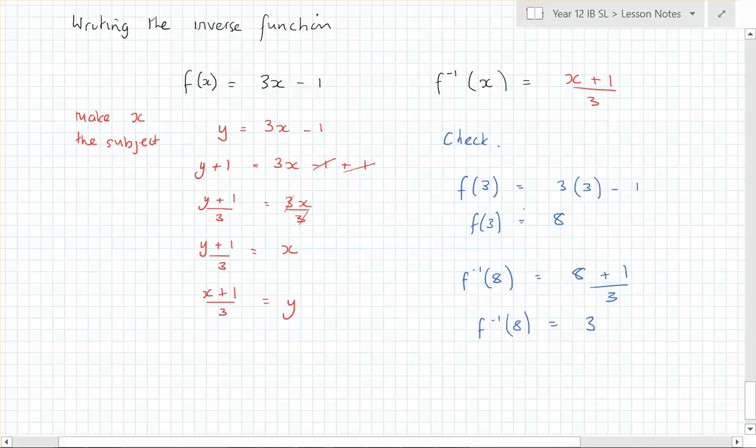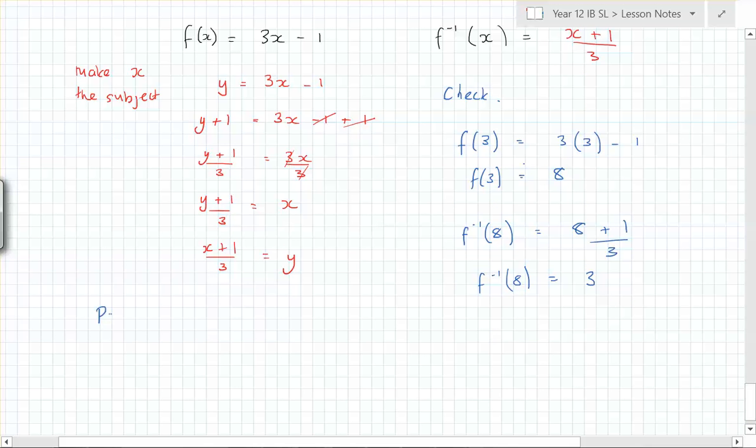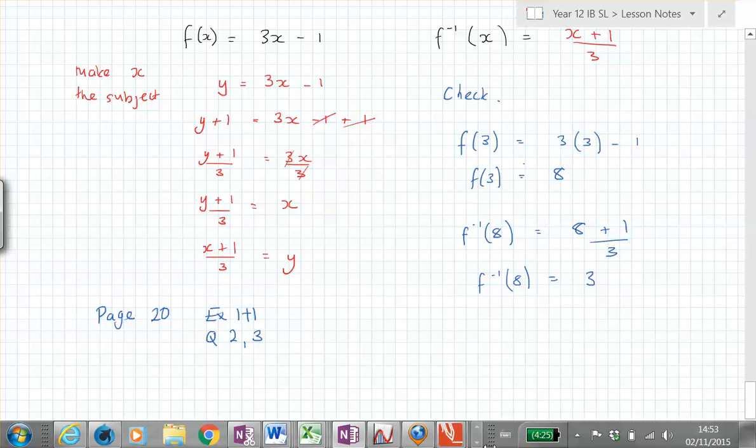So now, all you've got to do is be able to apply this to a range of different functions. Okay, so I'm going to ask you, please, to turn to page 20, exercise 1H, and I'm going to ask you to do question 2 and 3. Okay? So, say, page 20, exercise 1H, questions 2 and 3. Okay? I'll let you get on.